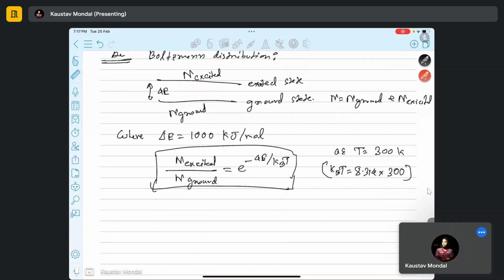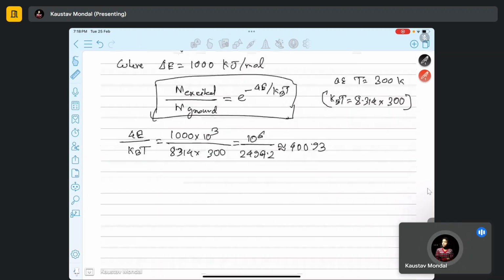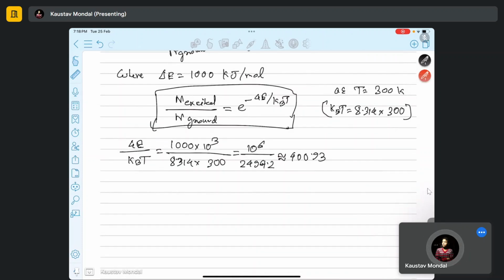So delta E by kBT is 1000 into 10 to the power 3 into 8.314 into 300, basically 10 to the power 6 into 2494.2. That simply gives you 400.93. So n excited by n ground basically gives you e to the power minus 400.93.